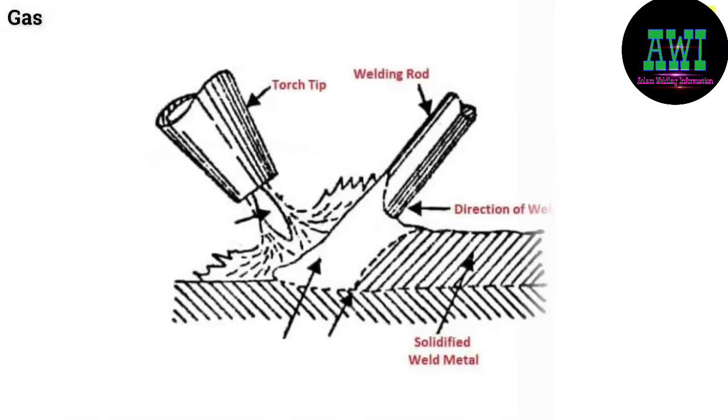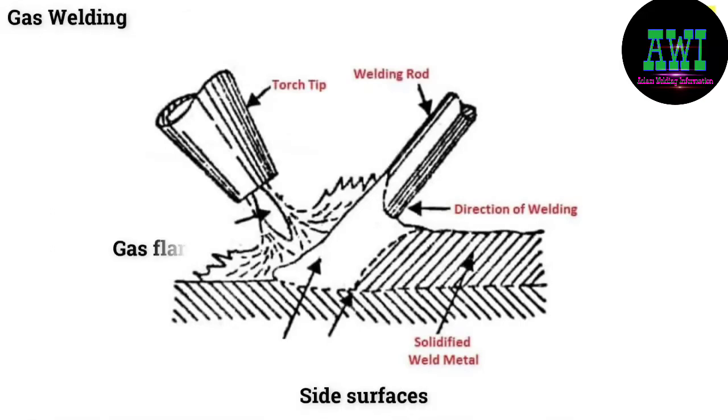Gas welding. Gas welding is performed by melting the sides or surfaces to be connected by gas flame and allowing the molten metal to flow together, thus creating a solid continuous joint upon cooling.